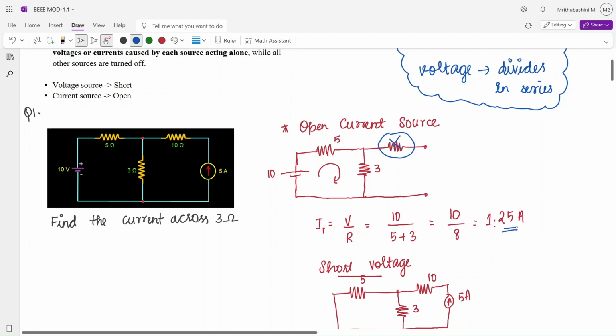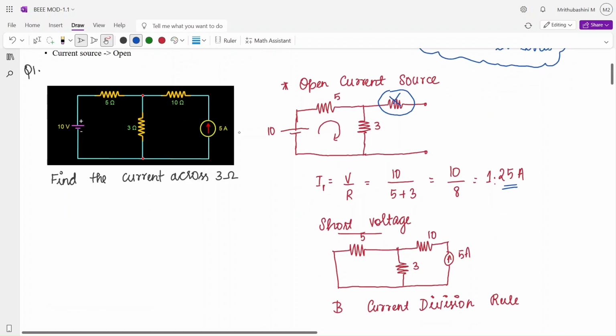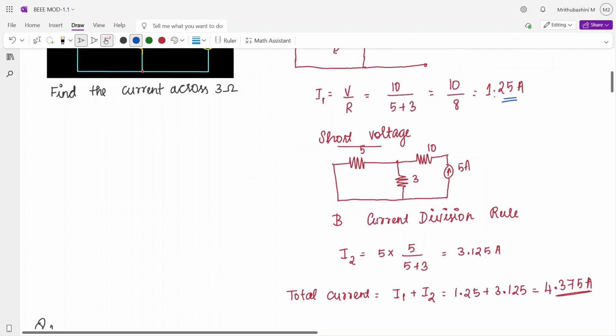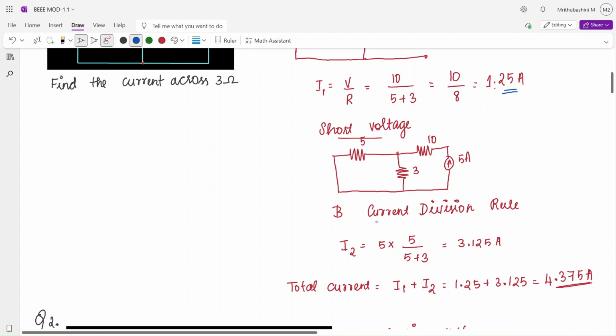Now I found the current across the 3 ohm resistor by keeping the 10 volt source active. Now I'll short this 10 volt source and keep this 5 ampere source active. Your circuit will look like this. Now we know that current divides in parallel, right? So here the current will move here and here.